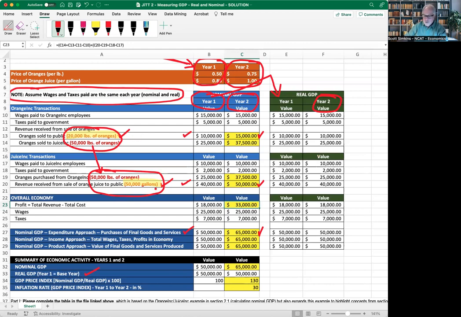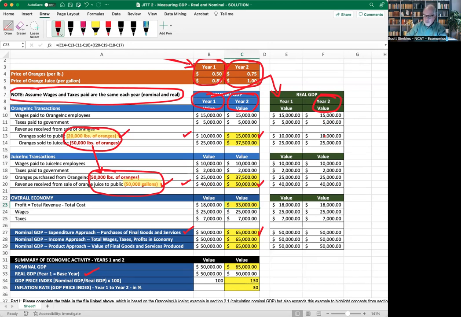Oranges and orange juice. And so if it's the same output measured in base year prices, right, the year 1 prices, it's going to be exactly the same as it was in year 1 in this example. Now, if the quantities had changed, then real GDP is going to change. In fact, that's the reason for doing real GDP. Right? We'll come back to that in just a moment.